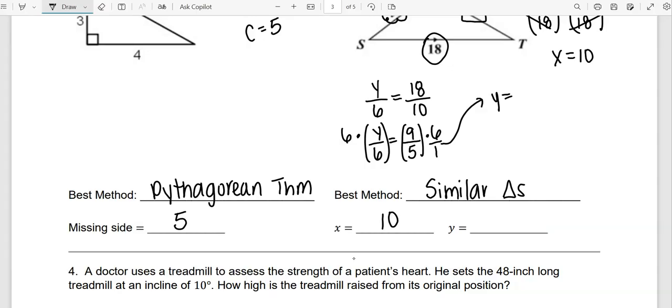6 over 1. So you're multiplying your numerators. 9 times 6 is 54. And you're multiplying your denominators. 5 times 1 is 5. Does 54 divide by 5 evenly? No. Do they have a greatest common factor other than 1? No. So that's where it stops. 54 over 5.